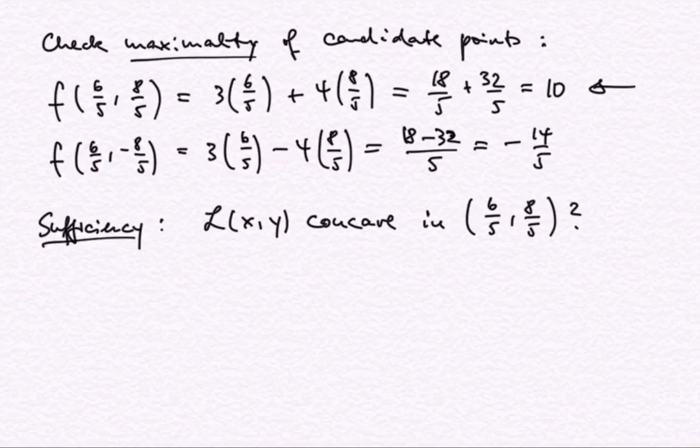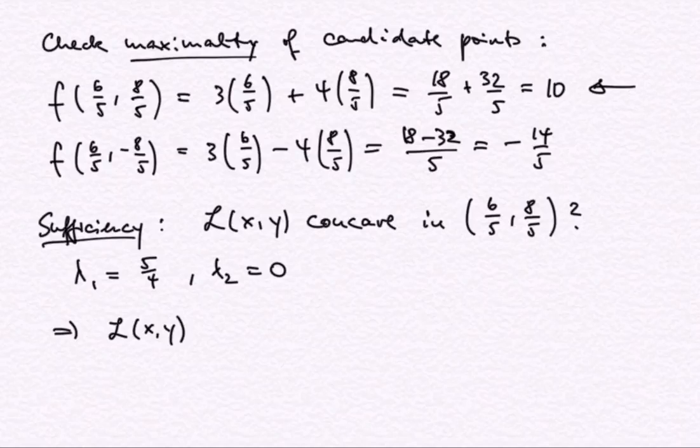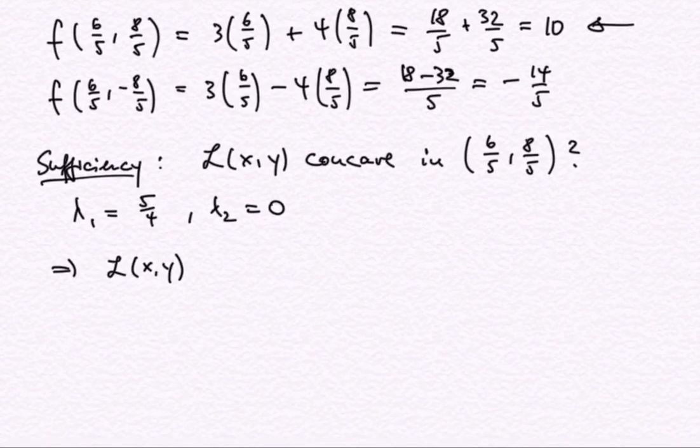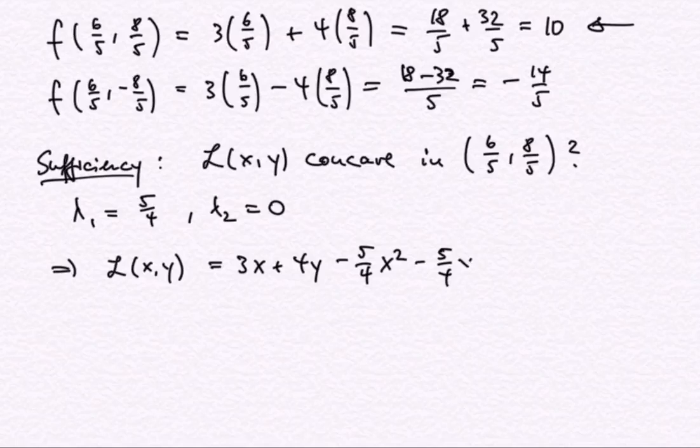But we're going to plug in the values for the Lagrange multipliers that we found in this point, and this is lambda 1 equal to 5 over 4 and lambda 2 equal to 0, because constraint 2 was slack. So we get that the Lagrange auxiliary function for these specific values of lambda 1 and lambda 2 is equal to 3x plus 4y, now minus lambda 1, so minus 5 over 4, times the left-hand side of the constraint minus the right-hand side of the constraint. So in parentheses, x squared plus y squared minus 4. And if we multiply this out, we get minus 5 over 4 x squared minus 5 over 4 y squared plus 5.